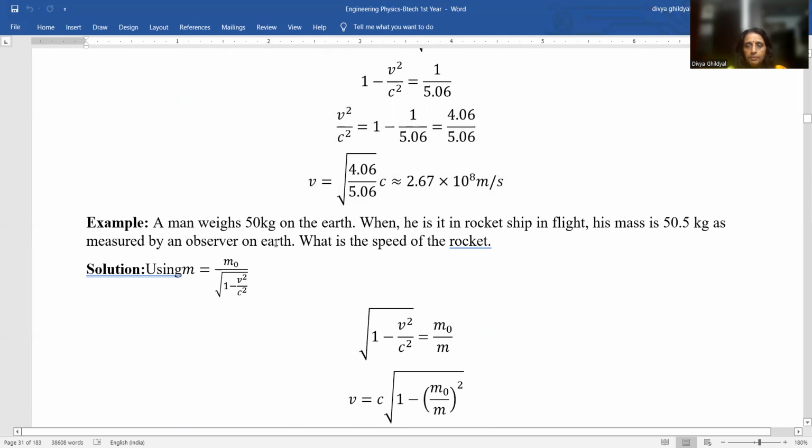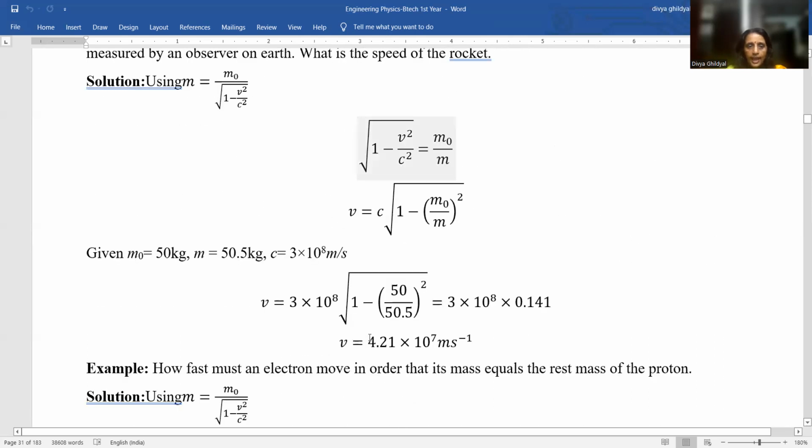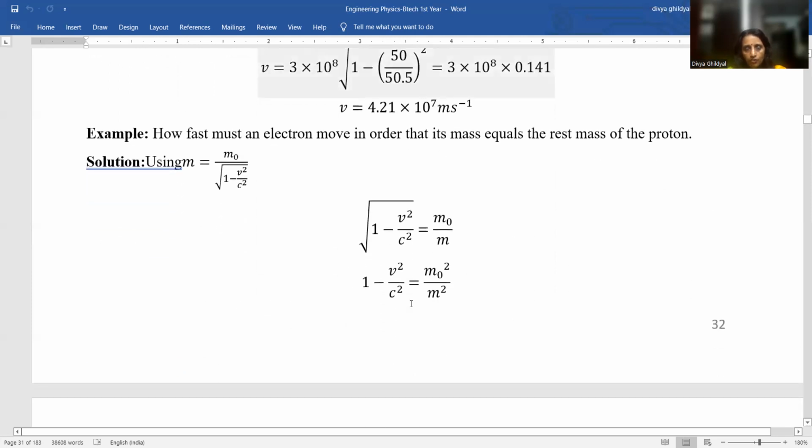What is the speed of the rocket? We know from the relativistic variation of mass with velocity that m is equal to m naught upon under root 1 minus v square by c square. We have been given m as 50.5 kg on earth. Sorry, that is his rest mass, so this becomes m naught, and m is 50.5 kg. So we put the values in this expression and we get the answer for velocity.